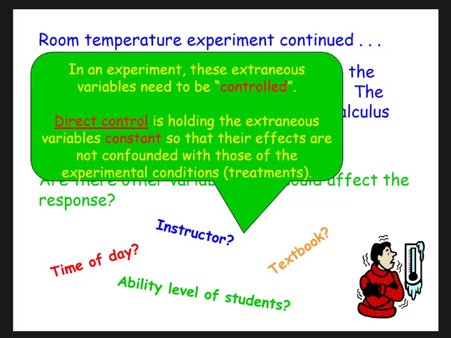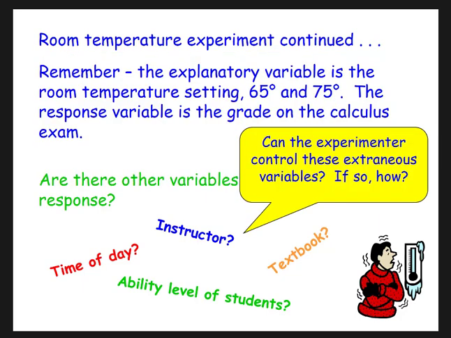In an experiment, these extraneous variables need to be controlled. So control means we need to keep them constant or to limit their effect on our response. Direct control is holding these variables constant so that their effects are not confounded with those of the experimental condition. So we do something to make sure that they are equal or constant. Can the experimenter control the instructor? Well, yeah, we could choose sections that are all taught by the same instructor, or instructors that have similar student reviews each semester, or instructors that have traditionally had close to the same average grade on that final exam.